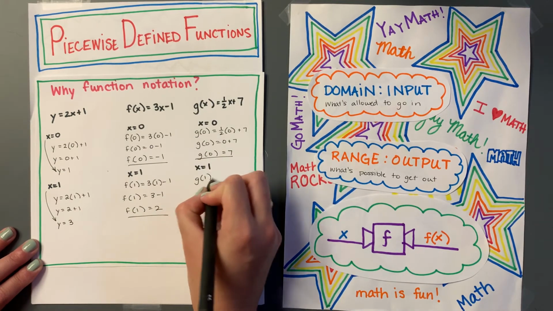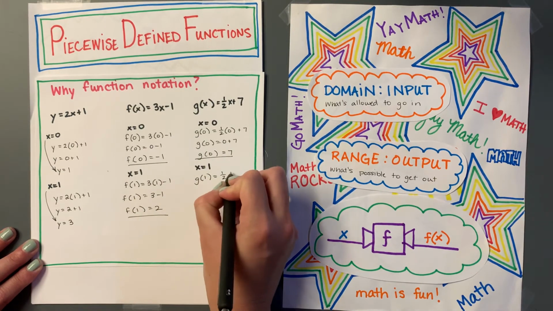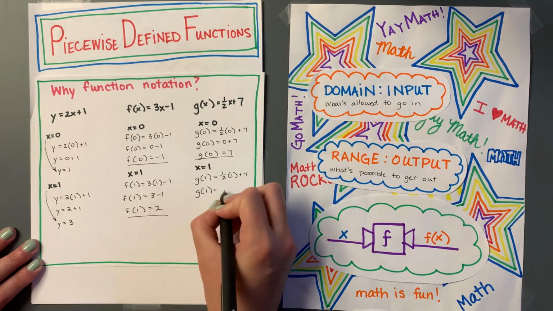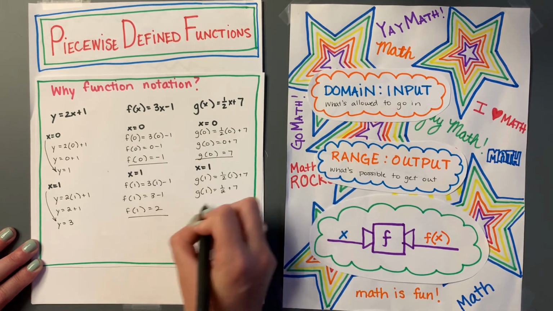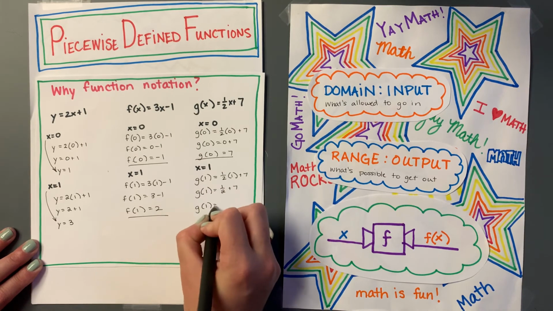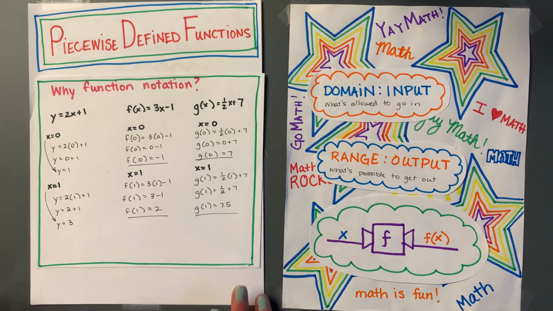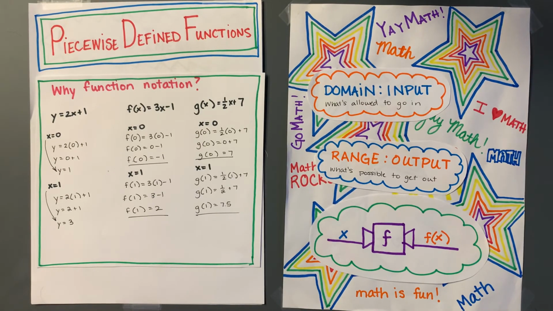So g of 1 is equal to 1/2 times 1 plus 7. g of 1 is equal to 1/2 plus 7. g of 1 is equal to 7.5. So it really is going to help me keep things straight. In our next video, we're going to introduce piecewise defined functions and start thinking about them.